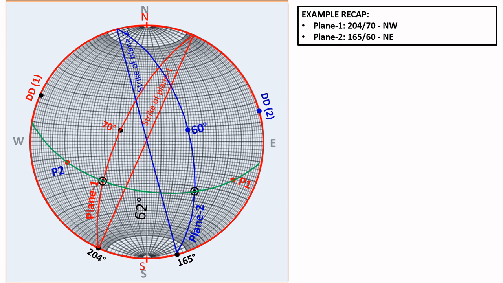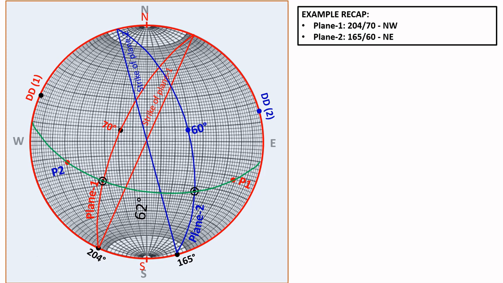This curve is the great circle that passes through the poles, and this point and this point are the points of intersection of the great circle with the planes. The angle between these 2 points measured along the great circle is the angle between the 2 planes, and it is 62 degrees. So this is our last result.